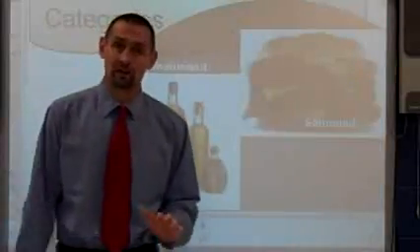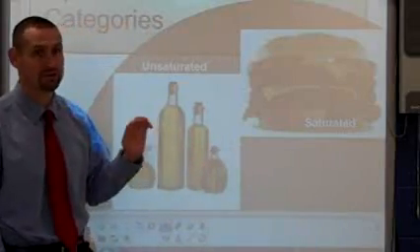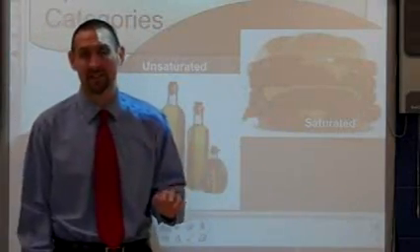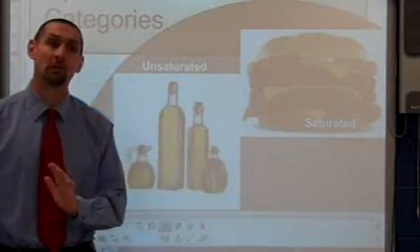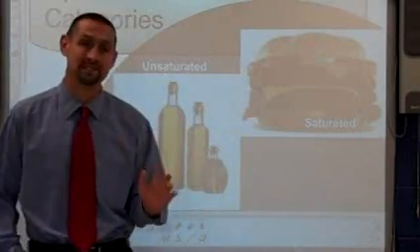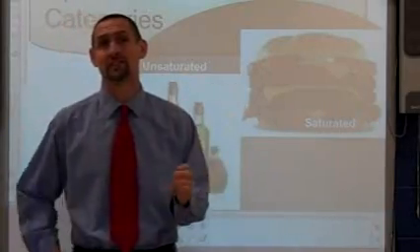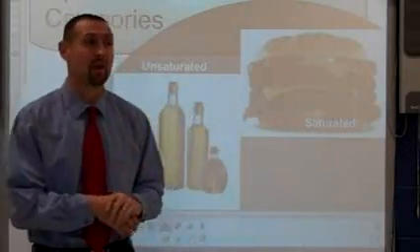If all the electrons on the carbon atoms are bound to hydrogen, we call those saturated fats. If sometimes there's a double bond between the carbons, we call that an unsaturated fat. In other words, we could add more hydrogen to it. There's another chemical bond available.